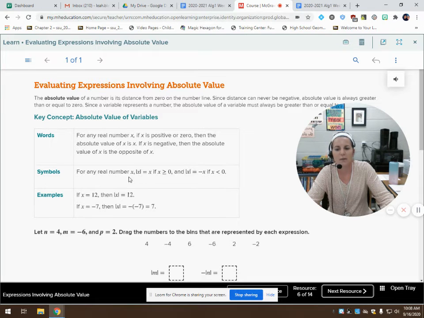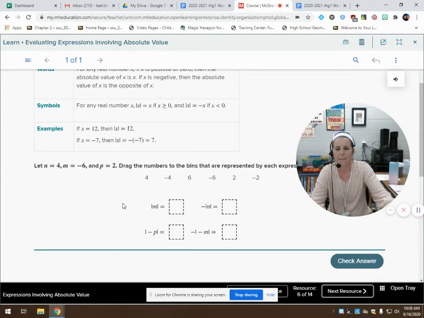So for any real number x, using symbols, the absolute value of x equals x if x is greater than or equal to 0. And the absolute value of x equals negative x, which is only true for values of x that are less than 0. So if I have the absolute value of negative 7, that is a negative 7, which gives me a positive 7.